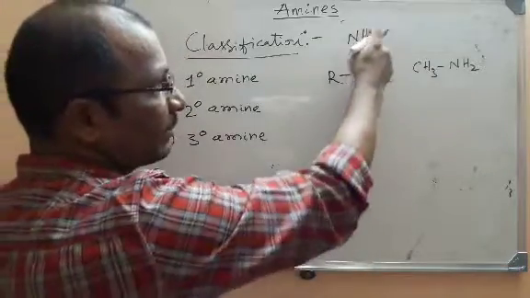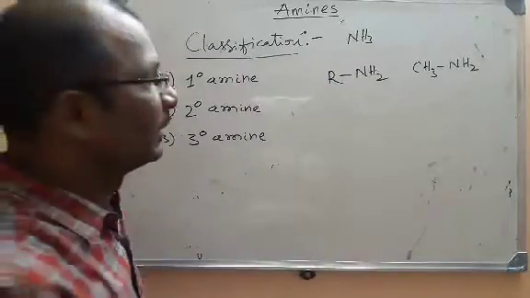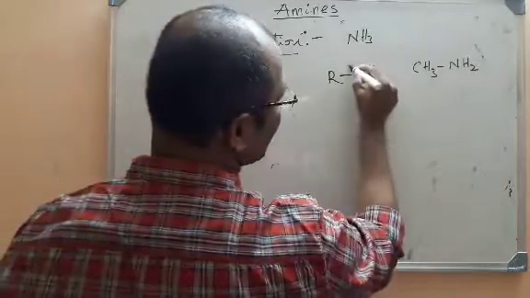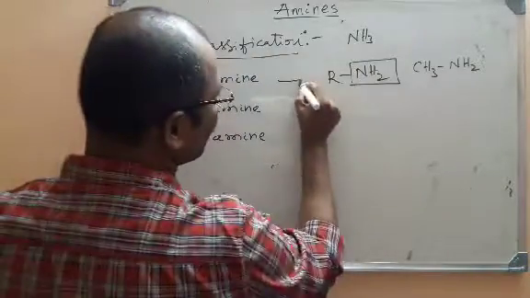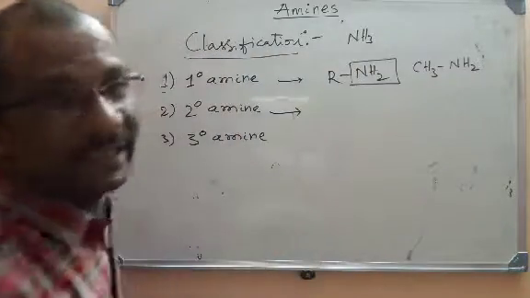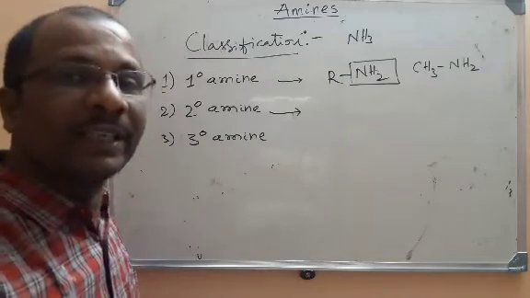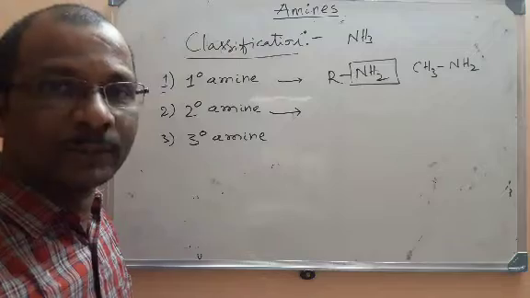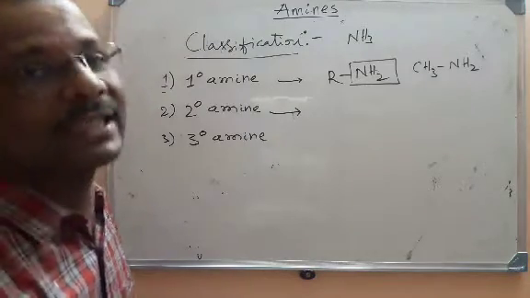Why? Because one of the hydrogens of ammonia has been replaced with one alkyl group. Here, what is the functional group? NH2. This is the functional group for any primary amine. Now you can say what is meant by secondary amine. If two hydrogens of ammonia have been replaced either with two alkyl groups or aryl groups, the resultant products obtained are called secondary amines.